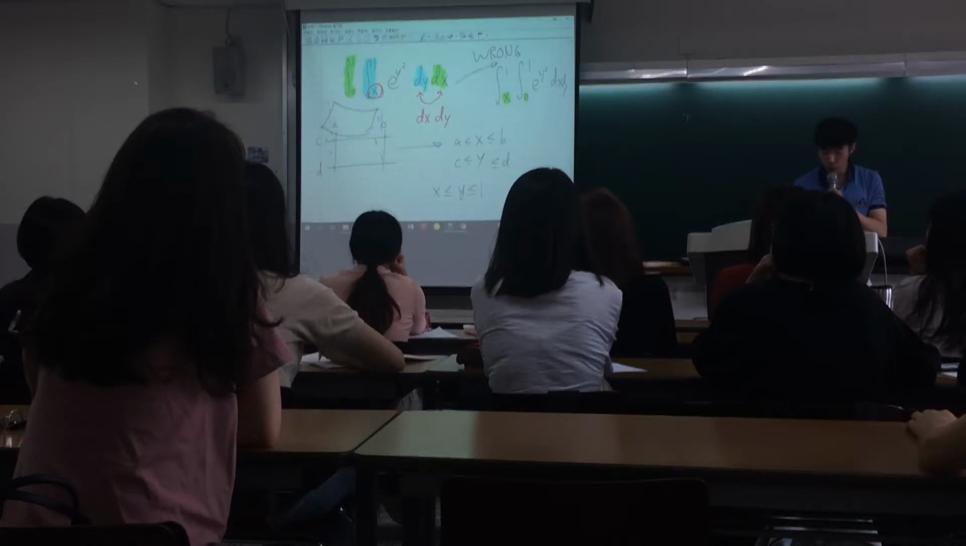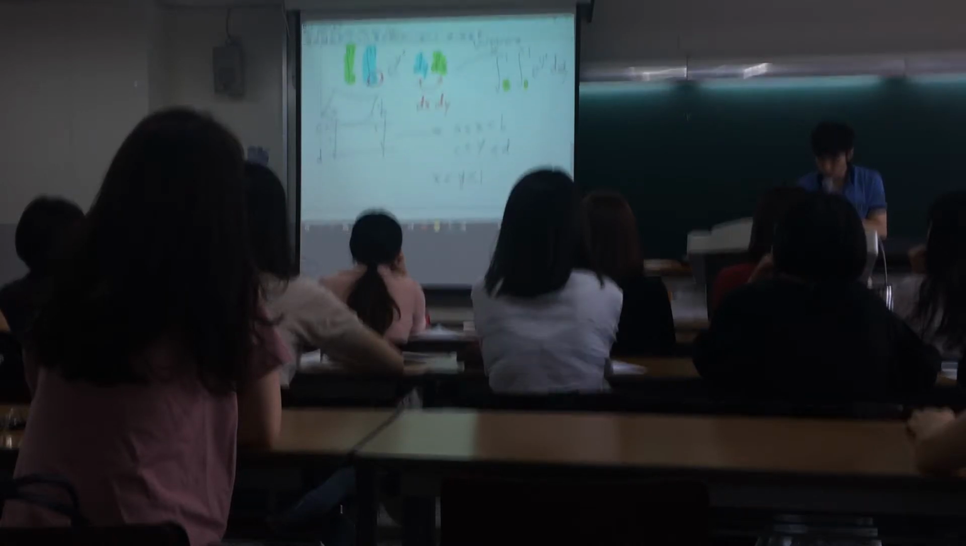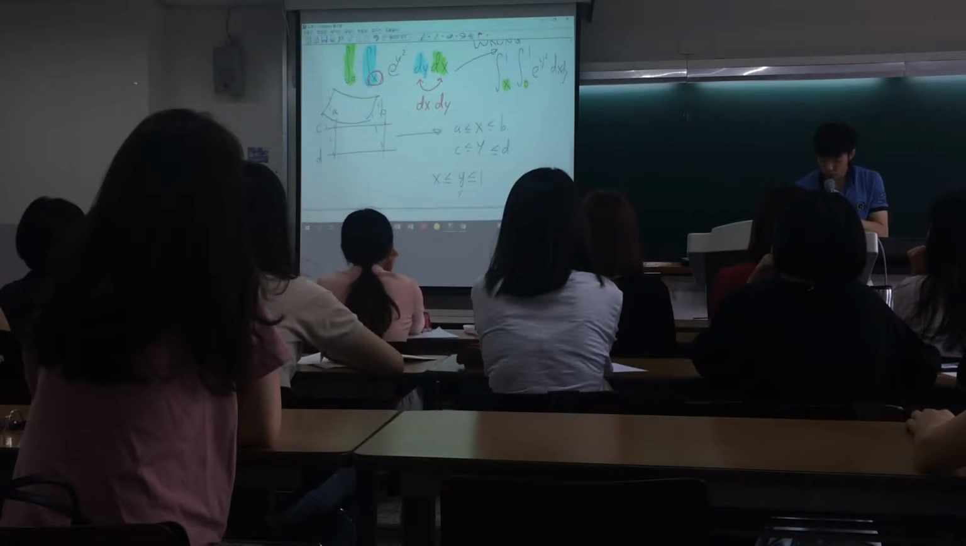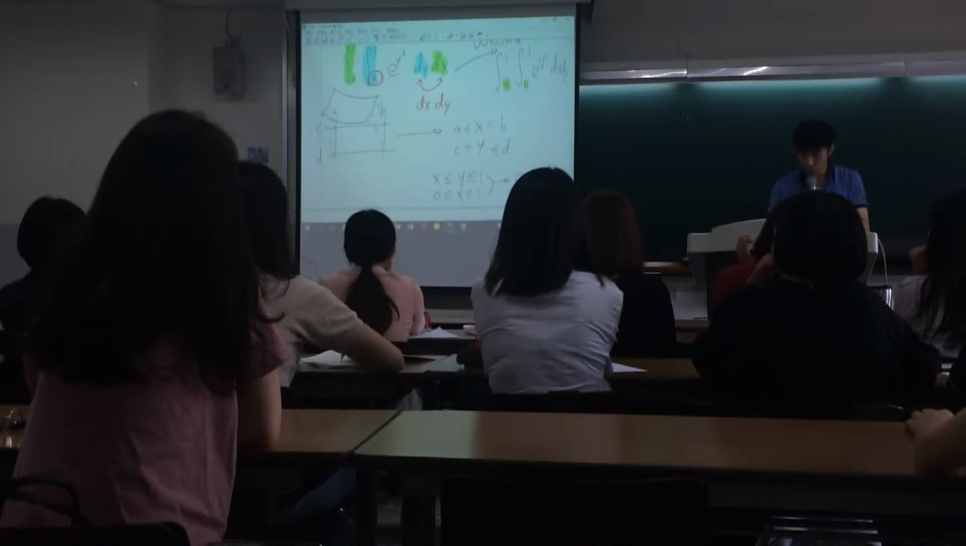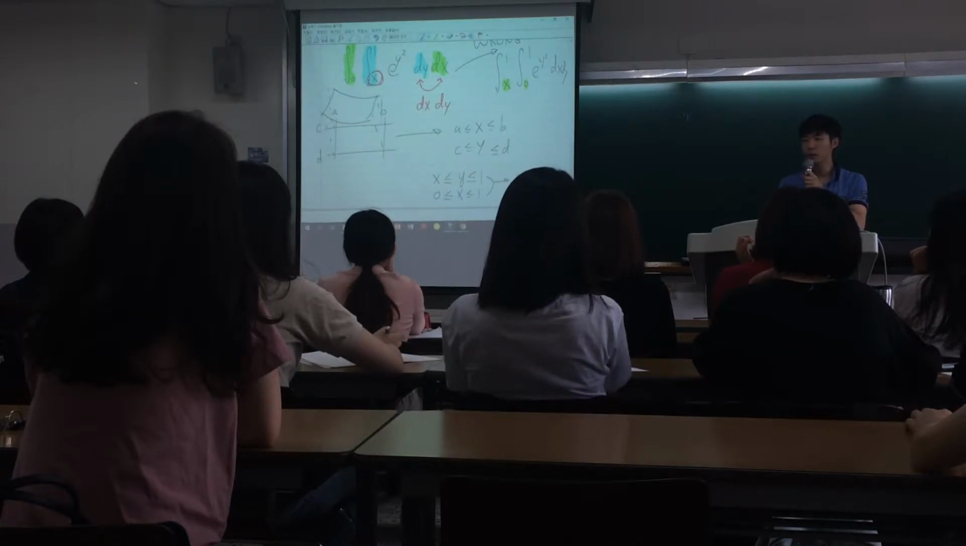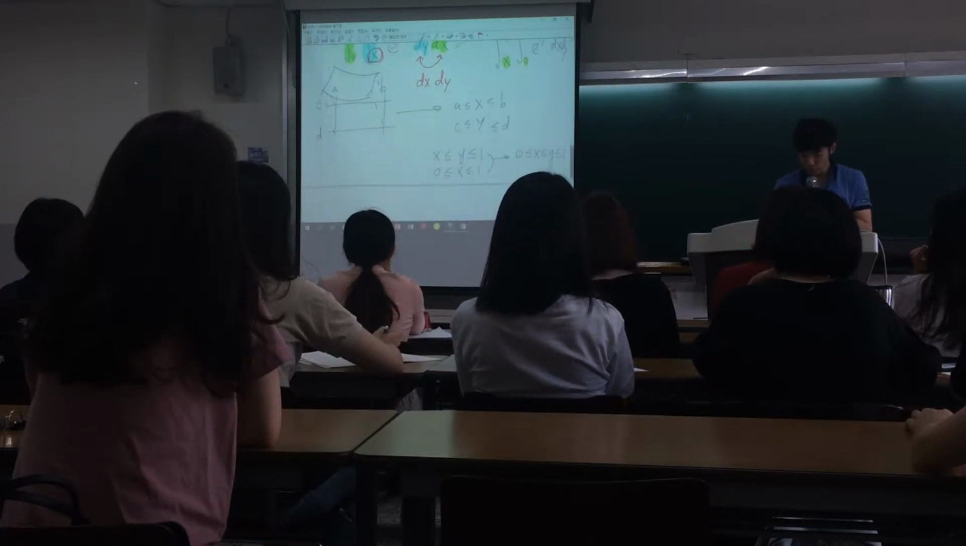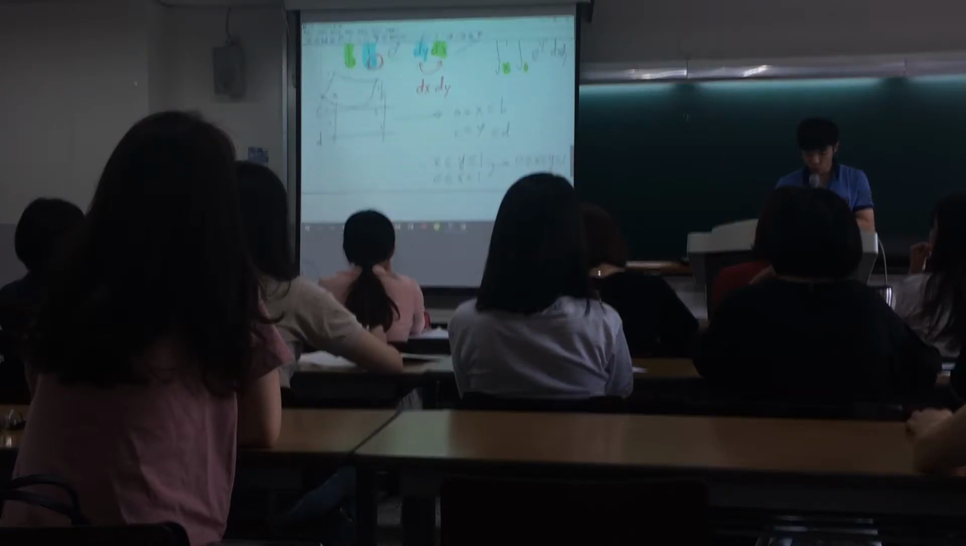Similarly, we can write down the inequality for x. x is going from 0 to 1. But then we're changing the order of integration, and so we're going to combine these two inequalities and say that 0 is less than or equal to x is less than or equal to y, less than or equal to 1. Okay, did everyone follow so far? Yeah. Okay.